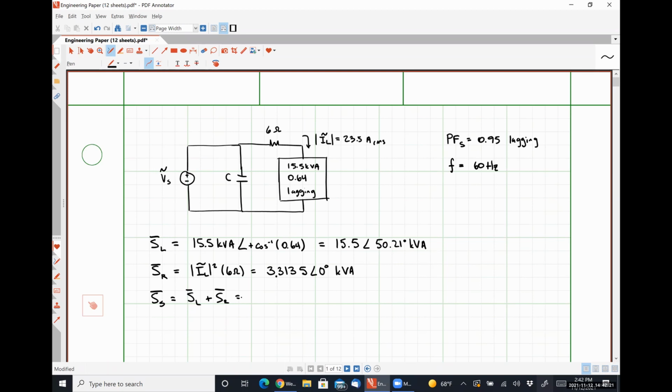So what happens when I add these two together? 17.80, 41.99 degrees, kilovolt amperes, right? So before my power factor correction capacitor is put in, my source is absorbing this quantity S sub S. Could you please tell me what that answer is in polar form, because that will be important in a minute. 13.23.